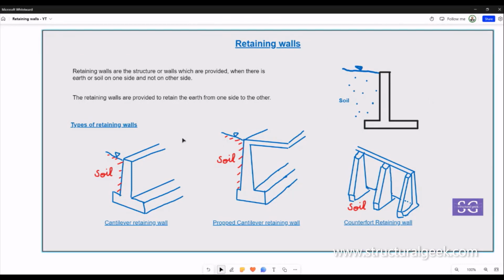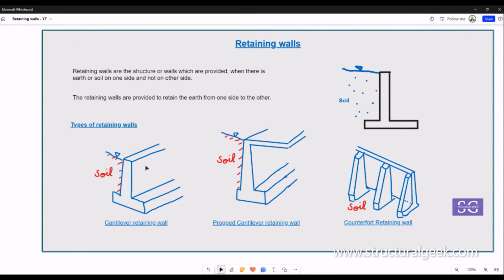Here are a few types of retaining wall structure, which is a cantilever structure, the cantilever retaining wall. Here you can say that the retaining wall is independent, it's not connected to any other structure per se, and it's behaving purely as a cantilever, having a fixed connection at the base. We have soil on one side and we don't have anything on the other side. This is the most commonly used retaining wall that you will find.